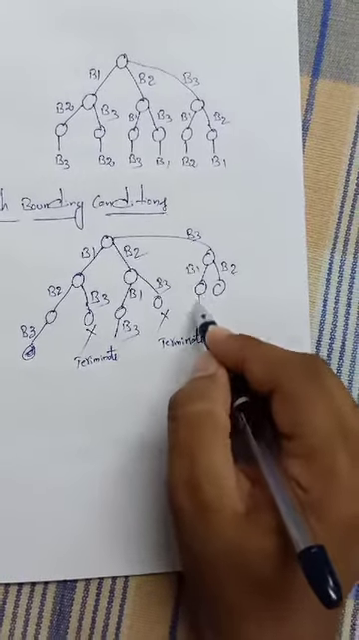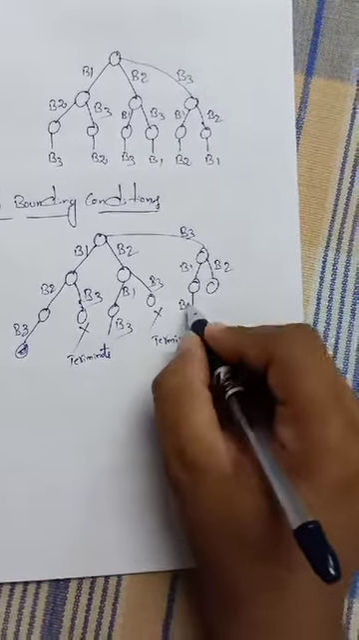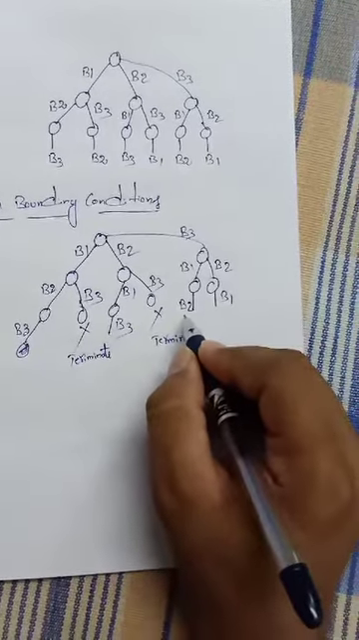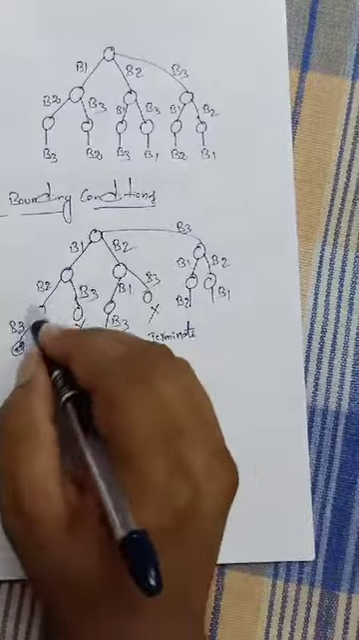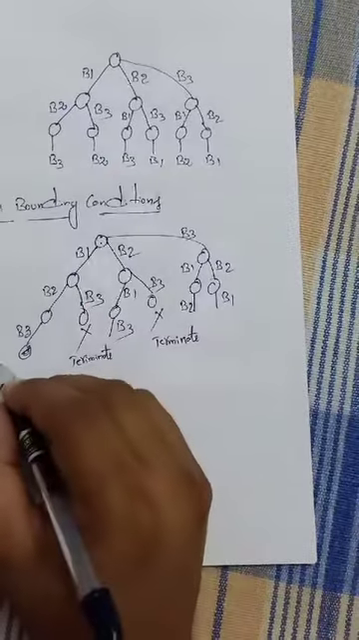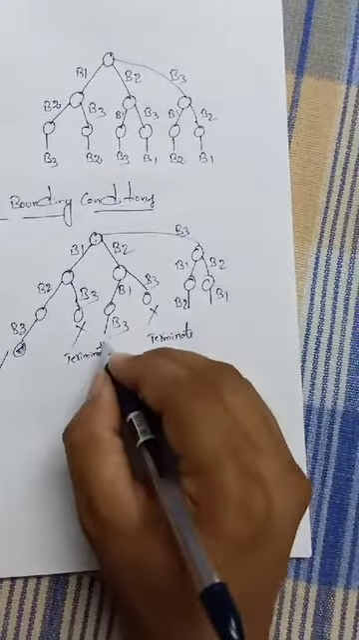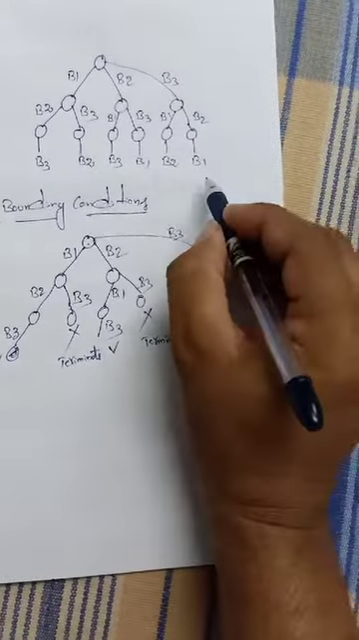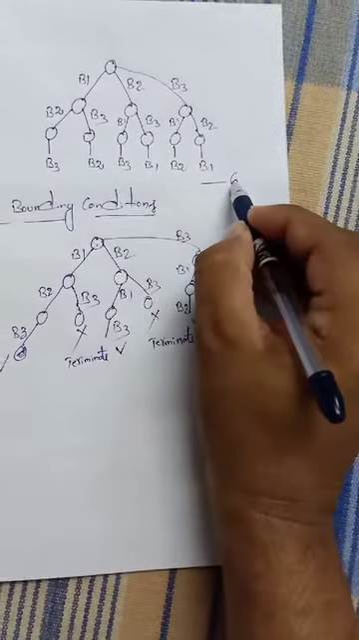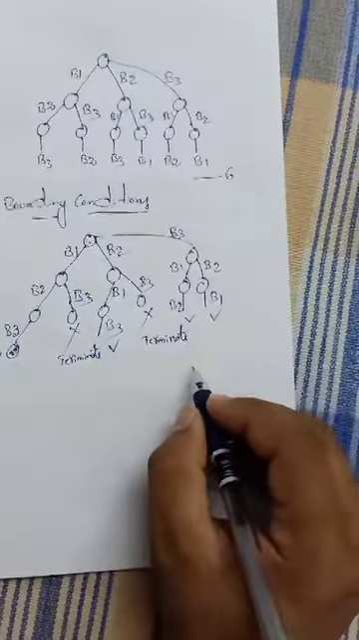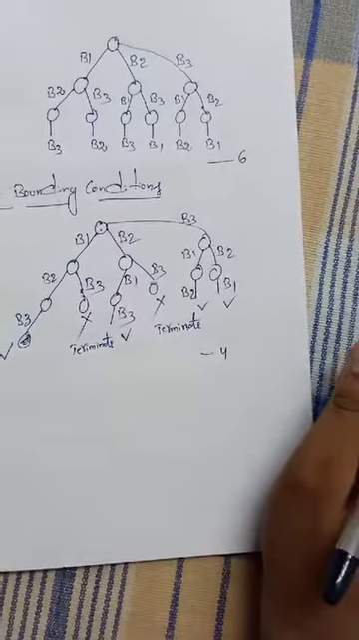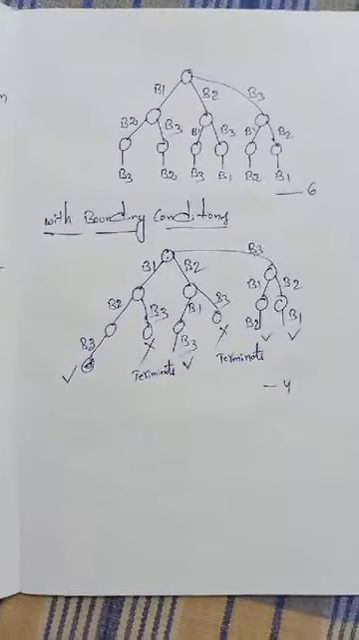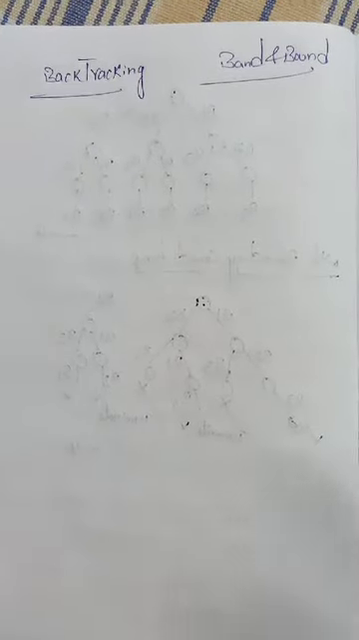B1, B2. If B1 is my second one, B2 is the third one. Here B1 is the third one. So here the possible conditions are 1, 2, 3. First solution 1, this is okay, this is okay, and this is okay. So of the 6 possible solutions, we get 4 solutions based on the given bounding condition.